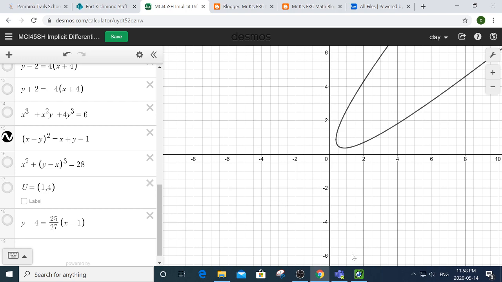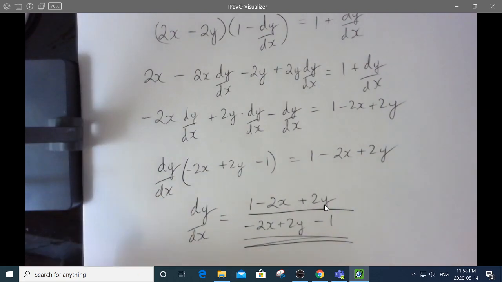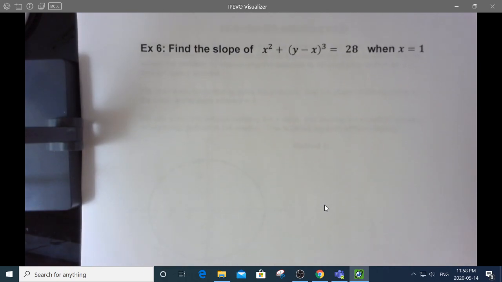I'm pretty sure I did example 5 right. Let me know. Email me if you notice I've goofed it up. We'll do one more and call it a day. Find the slope of that when x is 1. So once again, we're back to kind of doing a solution here.